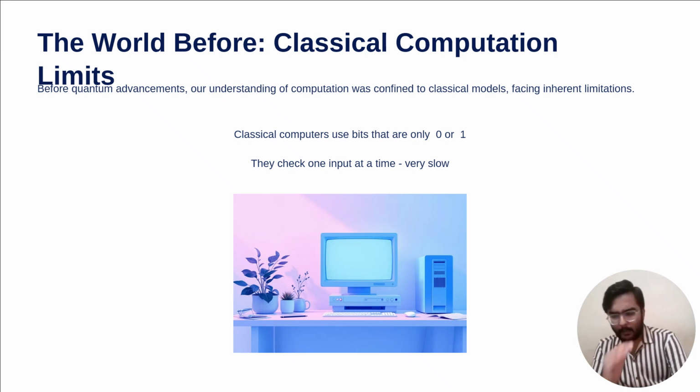Before we talk about the Deutsch algorithm and quantum advantage, let us look at the world before, classical computation. Classical computers use bits, which can only be 0 or 1, to solve problems step by step. For small problems, this works very well. But when the problem becomes very large with many inputs, a classical computer quickly hits its limit.